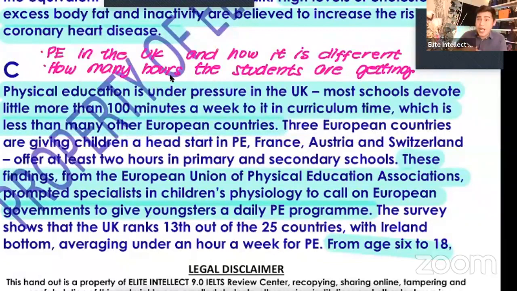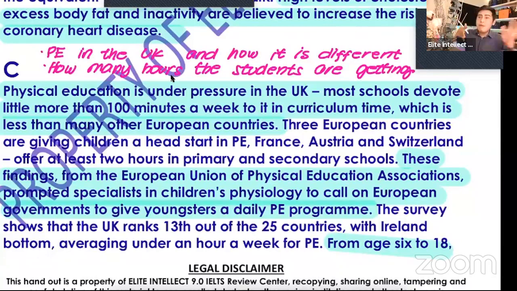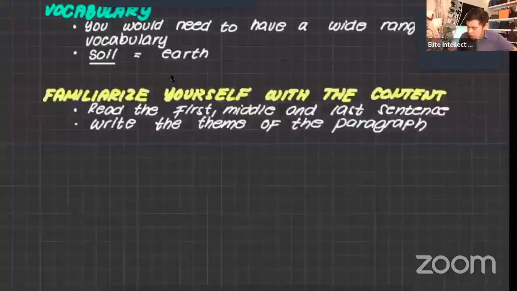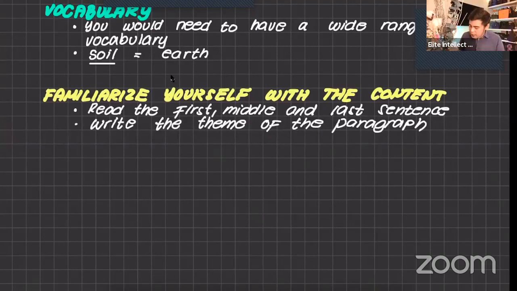Okay, on where the content might be, right? So that is a good technique. So going back to our handout earlier, familiarize yourself with the theme of the content by reading the first, middle, and last sentence, plus write the theme of the paragraph on top. Okay, that is a good technique.